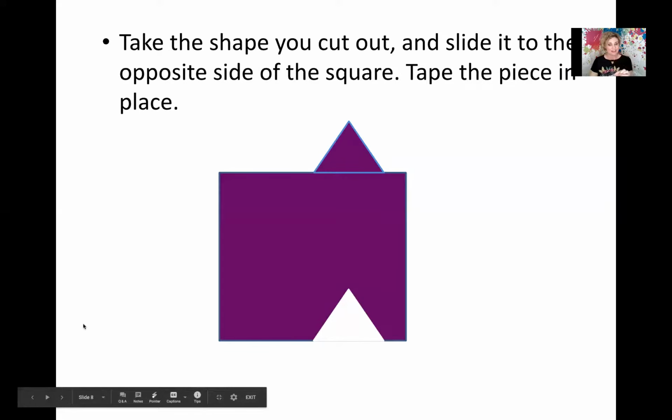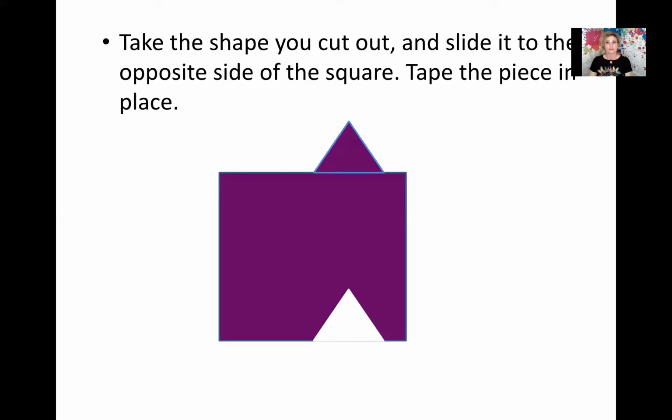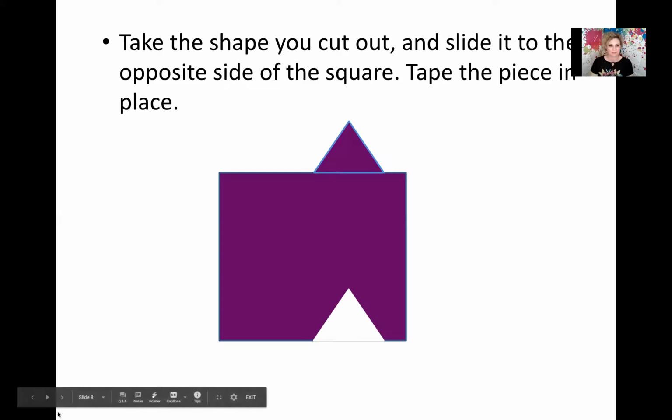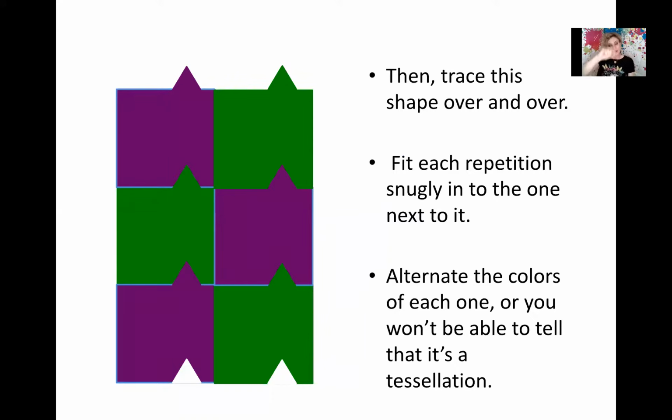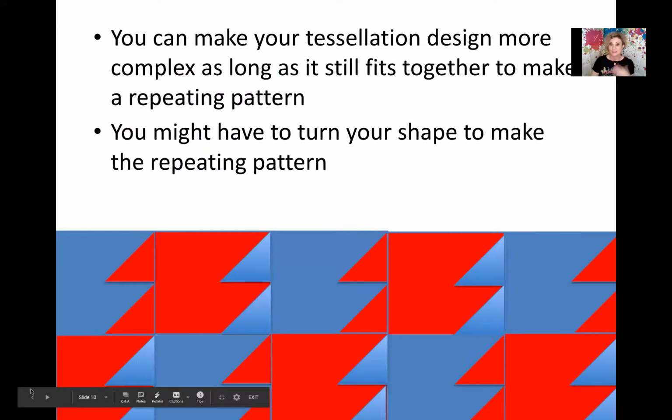Take the shape you cut out and move it exactly opposite of where you cut it. You need to tape it in place. This is why it needs to be a simple shape. Now, trace the shape over and over. Fit them tightly together so they all line up. And if you color them with different colors, then you'll be able to really see the tessellation pattern.